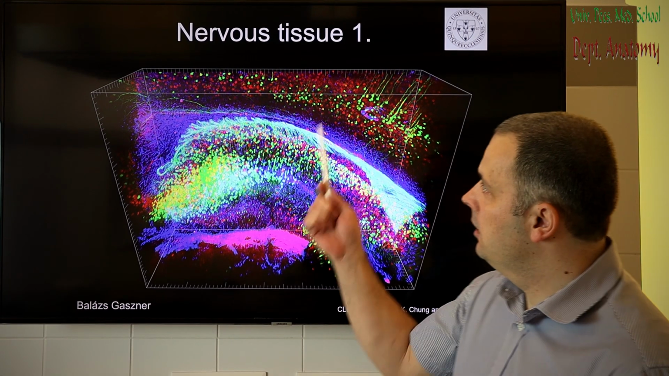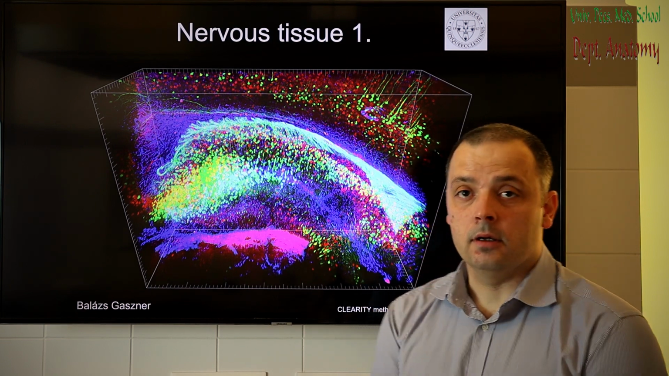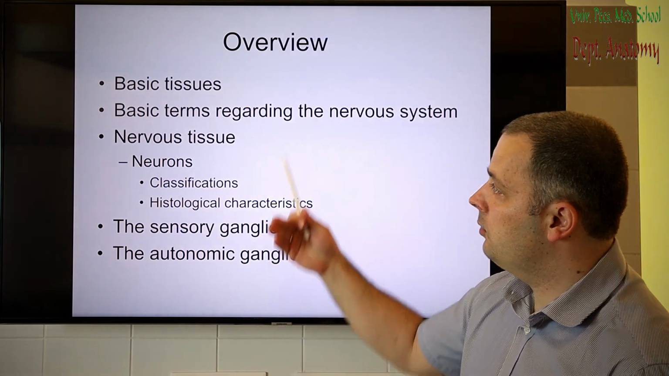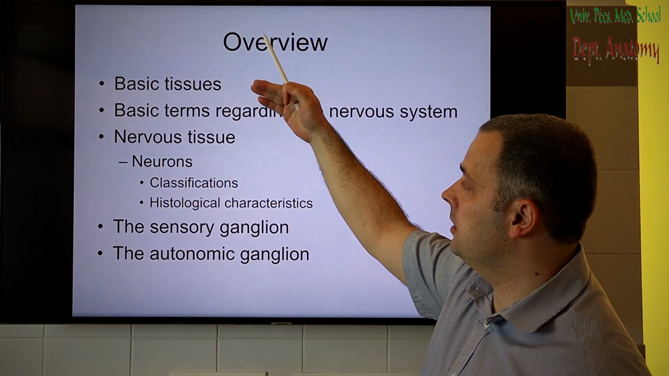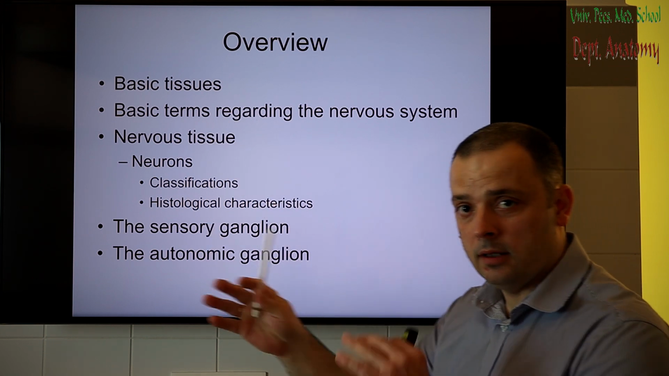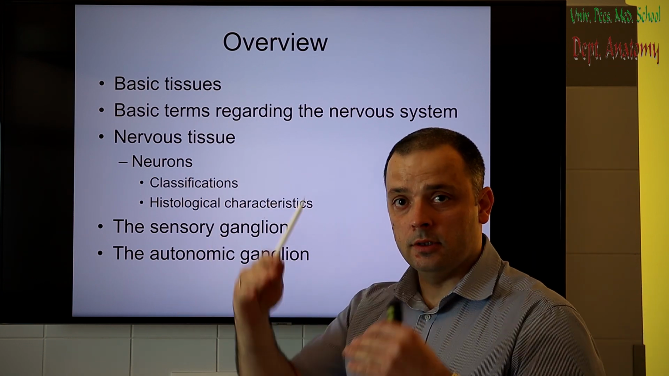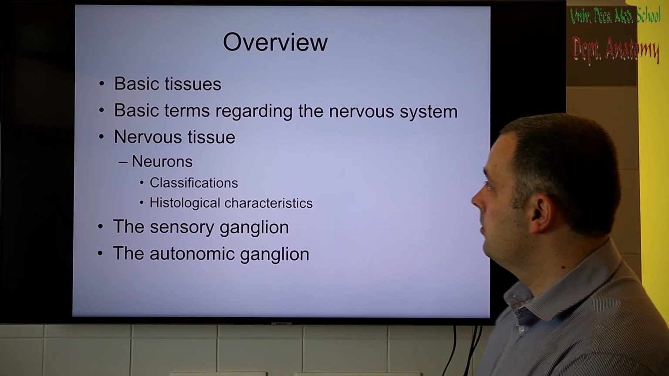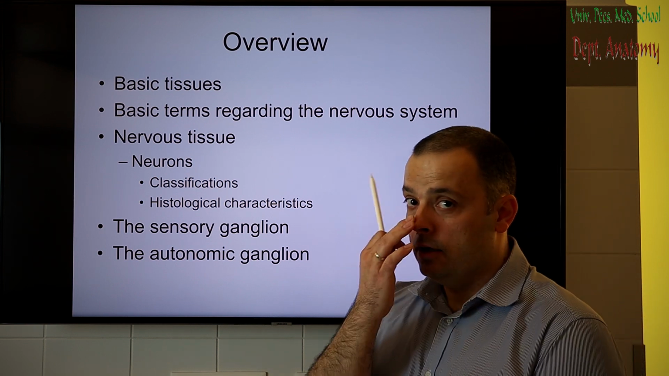Dear colleagues, today I would like to talk about the nervous tissue. In my talk, I would like to run through very fast the review of the basic tissues. I would like to list them, so that you can place this basic tissue into the system of basic tissues. Then I would like to highlight some really basic terms regarding the nervous system.